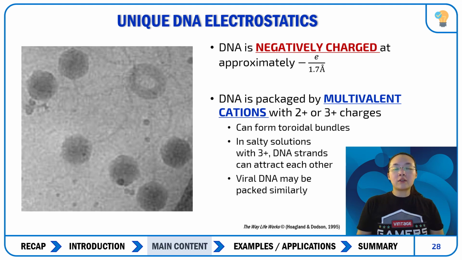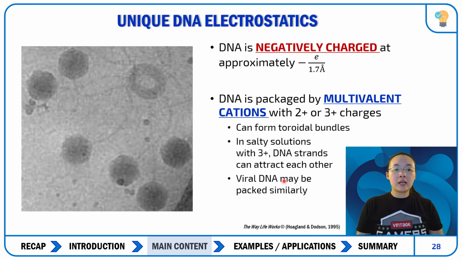The other thing that's important to understand with DNA is that it has electrostatics. It's negatively charged and is approximately given as negative e over 1.7 angstrom. DNA is going to be packaged by multivalent cations with 2+ or 3+ charges because it's so negatively charged. So this means it can form toroidal bundles, and in salty solutions with a 3+ charge, for example, DNA strands can attract each other.